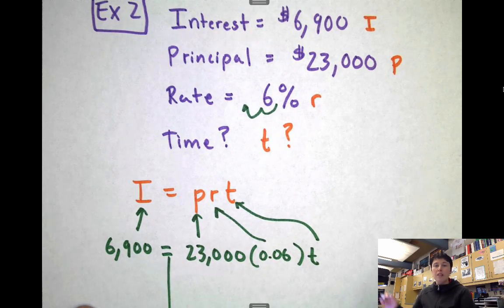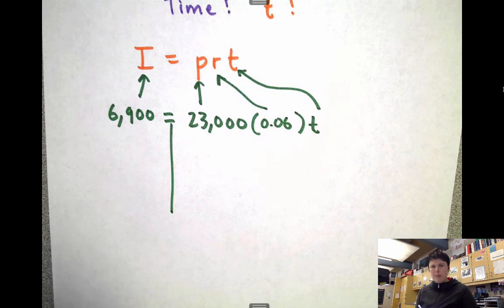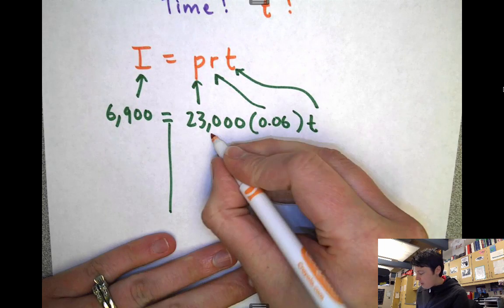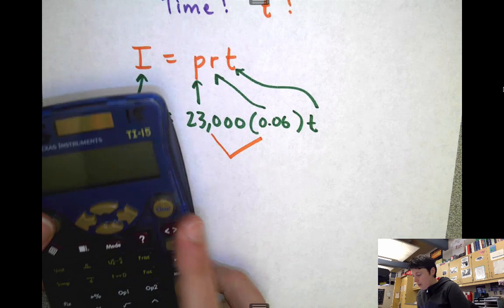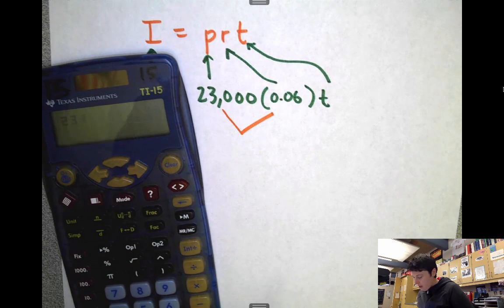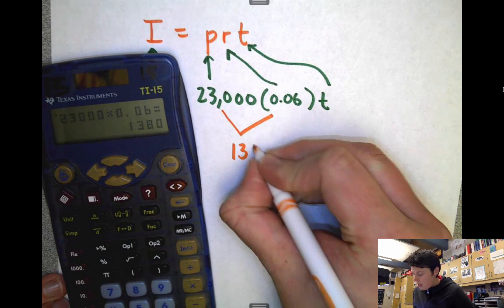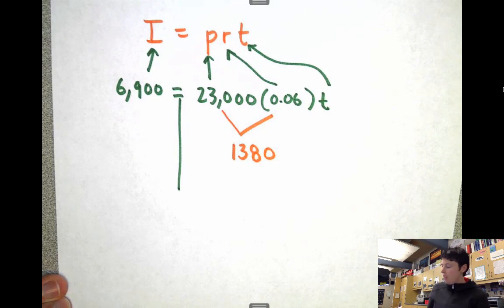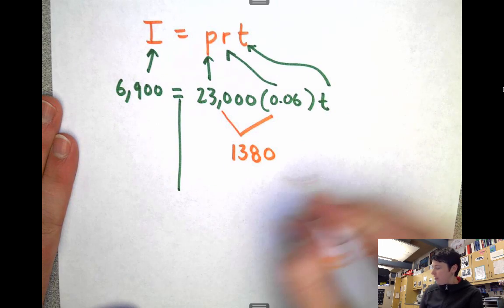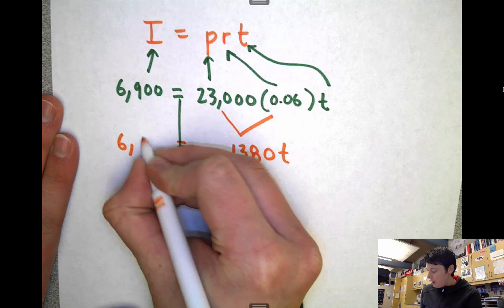I'm going to put a line down the middle, and I'm going to solve this with the little bit of algebra that we need. So let's start with just doing some multiplication. Like, let's figure out what $23,000 times 0.06 is. Let's multiply that. $23,000 times 0.06 is 1,380. Okay? So multiplying that together, I have 1,380 T equals $6,900.